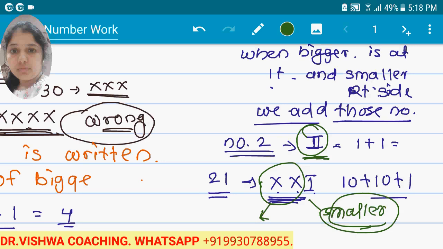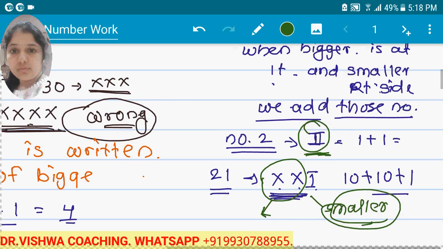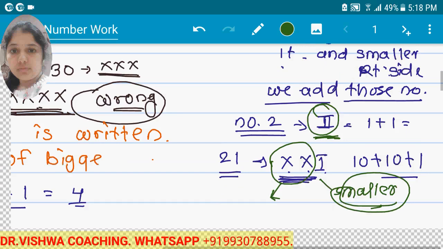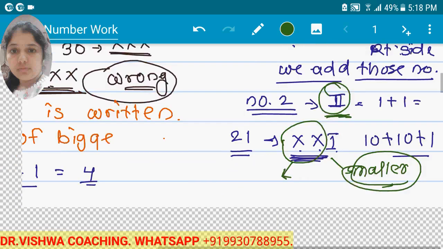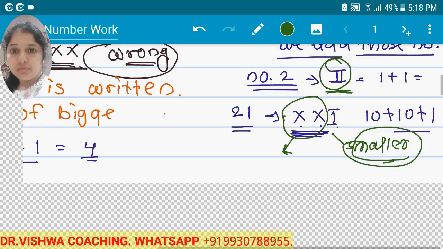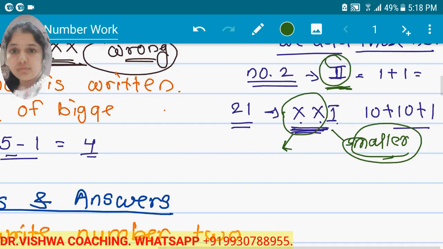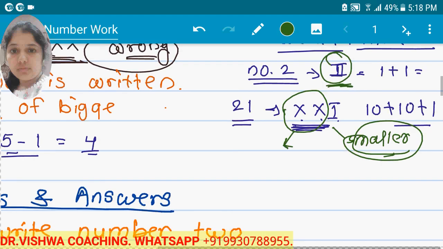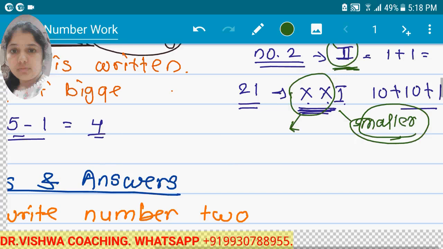Now in this way you can write any Roman number. I guarantee that if you know all the rules carefully, and you know all the symbols properly, which symbol represents what, then you can write any Roman number without fail. So once again we'll repeat and then we'll move to the practice exercise.